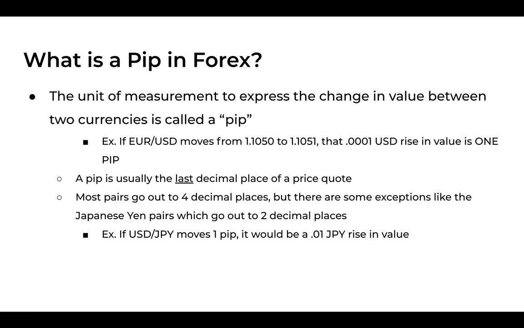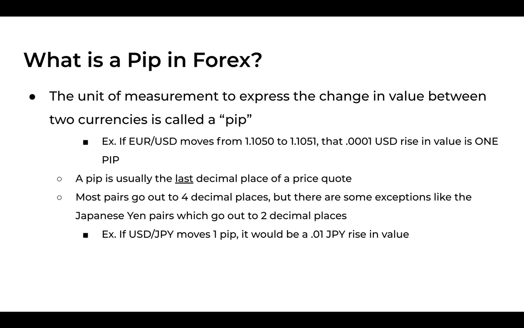A pip is usually going to be the last decimal place of a price quote, and most pairs go out to 4 decimal places. However, there are some exceptions like the Japanese yen pairs, which go out to 2 decimal places. So for an example of a yen pair, if USD/JPY moves 1 pip, it would be a 0.01 JPY rise in value, which would be a pip.